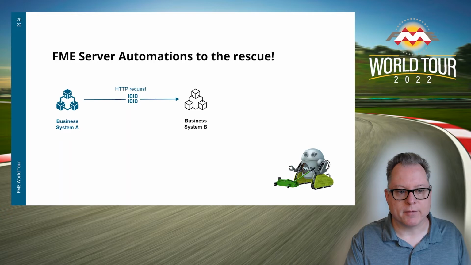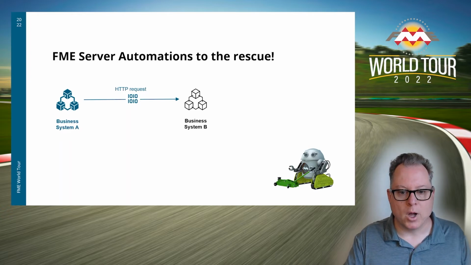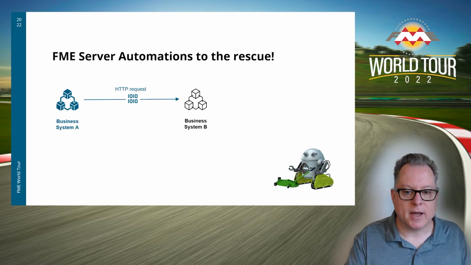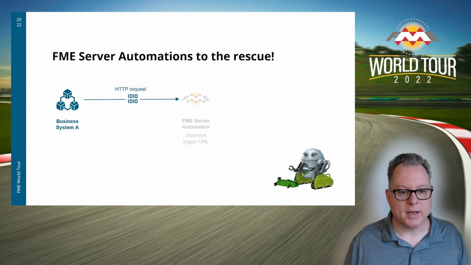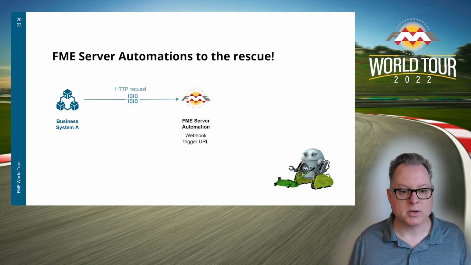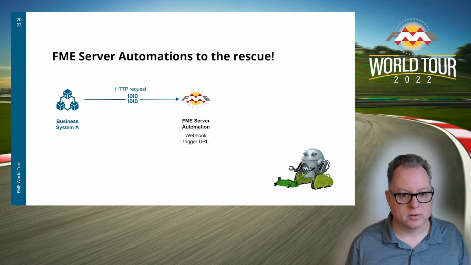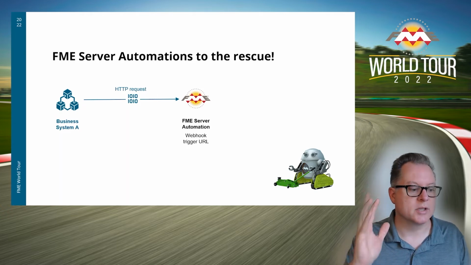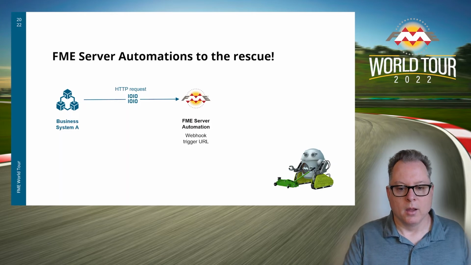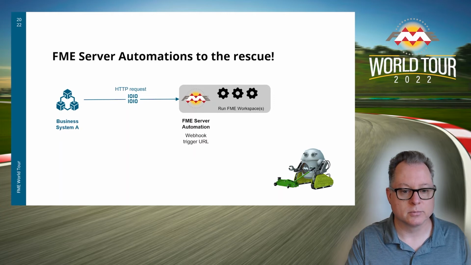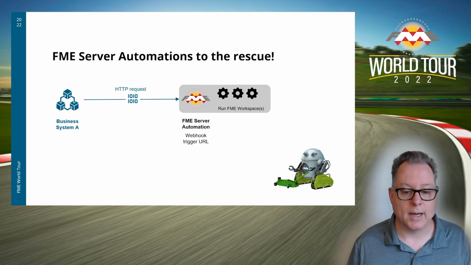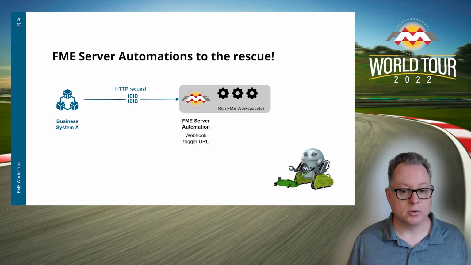So how can FME Server make this easier? Well, first of all, we start out by not sending the webhook message to business system B directly. Instead, we send it to an FME Server automation. And in that automation, we use a webhook trigger, I'll explain that in a minute, to listen for those messages. So now we have a guaranteed message listener. That automation can run an FME workspace, or 2, or 3, or even more.